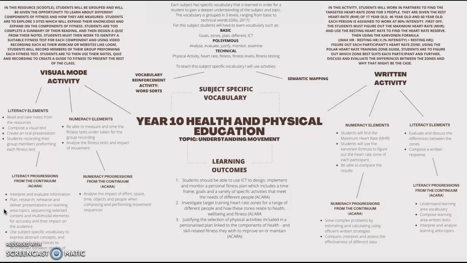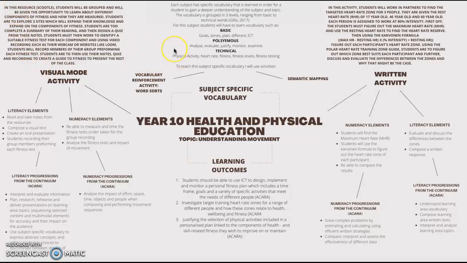choices. In terms of the numeracy elements, students should be able to measure and time the fitness tests undertaken for the group recording, and they must analyse the fitness tests and impact on movement. And this matches the numeracy progression from the Australian continuum, where they analyse the impact of effort, space, time, objects and people when composing and performing movement sequences.